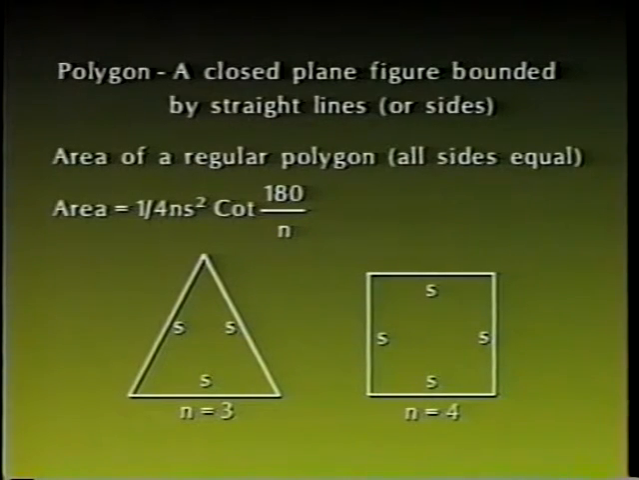A polygon is a closed plane figure bounded by straight lines or sides. Here we have two examples of a polygon, one a triangle and one a square with all sides equal. The area for the solution of this type of figure is 1/4 n s squared, where n is the number of sides and s is the length of the side, times the cotangent of 180 over n.